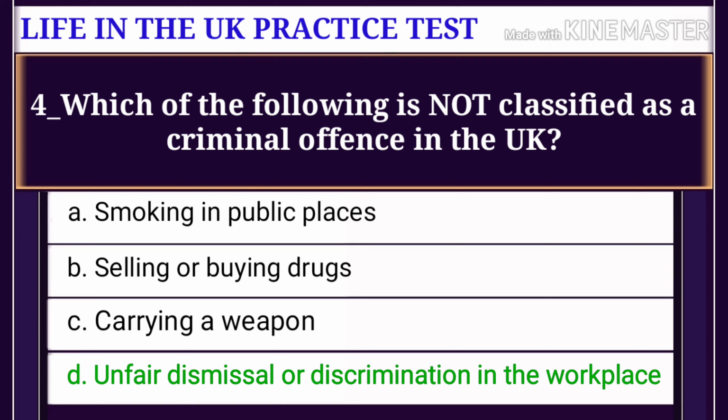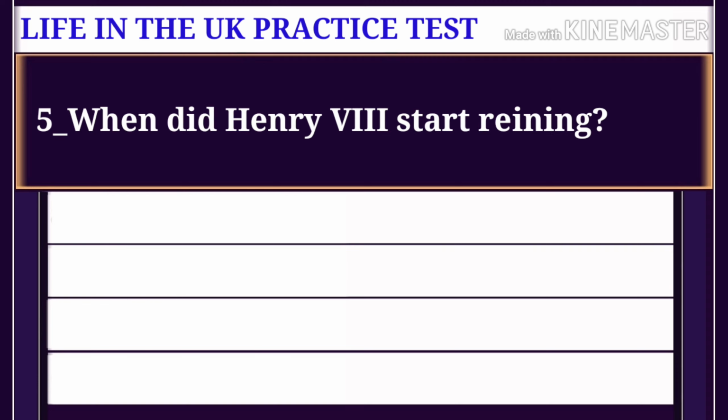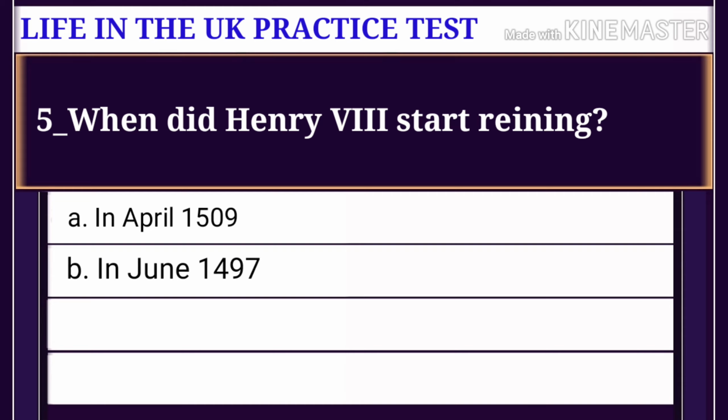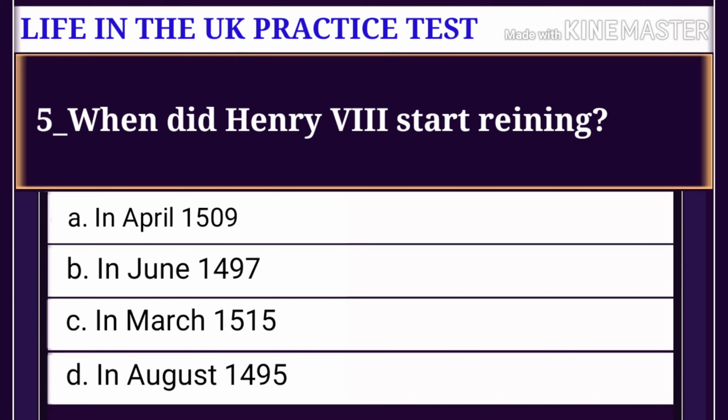Life in the UK practice test. Question 5 of 24. When did Henry VIII start reigning? A. In April 1509. B. In June 1497. C. In March 1515. D. In August 1495. The correct answer is A.